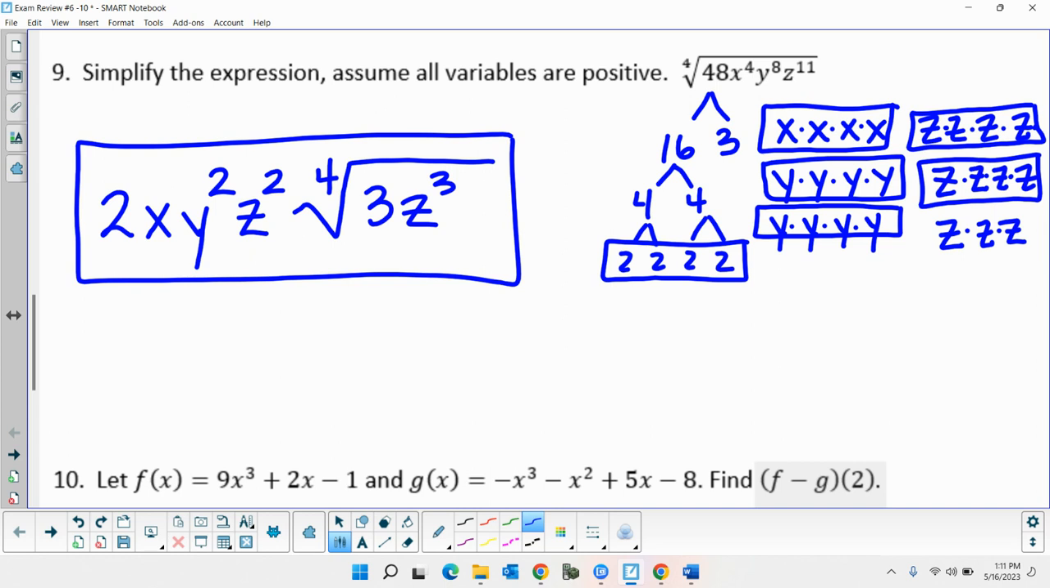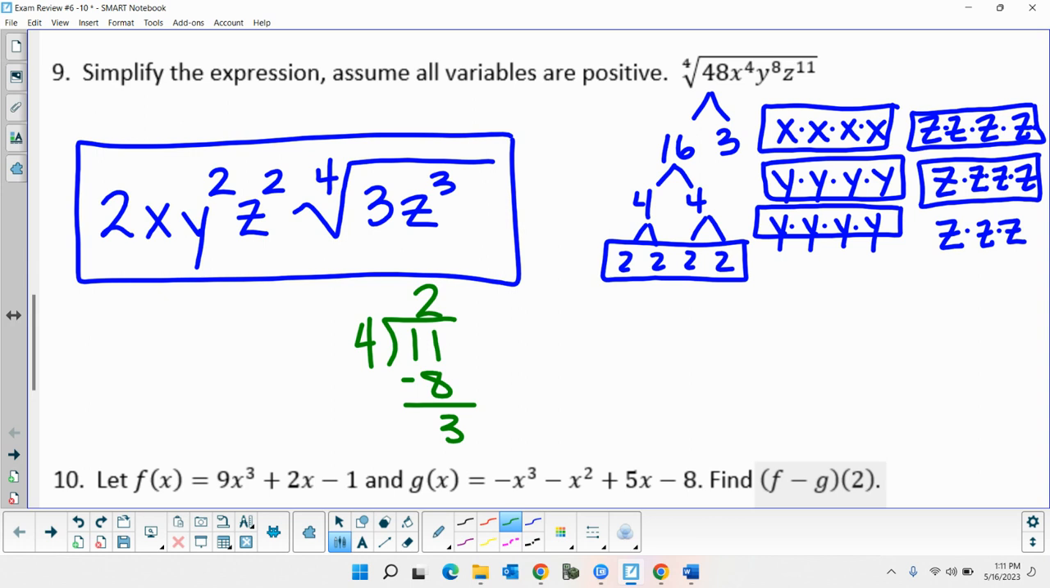Okay? Now, if you want, you can just divide the exponents for the variables by 4. What's 4 divided by 4? 1 for the x. What's 8 divided by 4? 2 for the y's. What's 11 divided by 4? How many times is 4 going into 11? 2. What's 2 times 4? 8. What's the remainder? 3. So the 2 sets of 4 z's, right? But there's 3 z's left over.